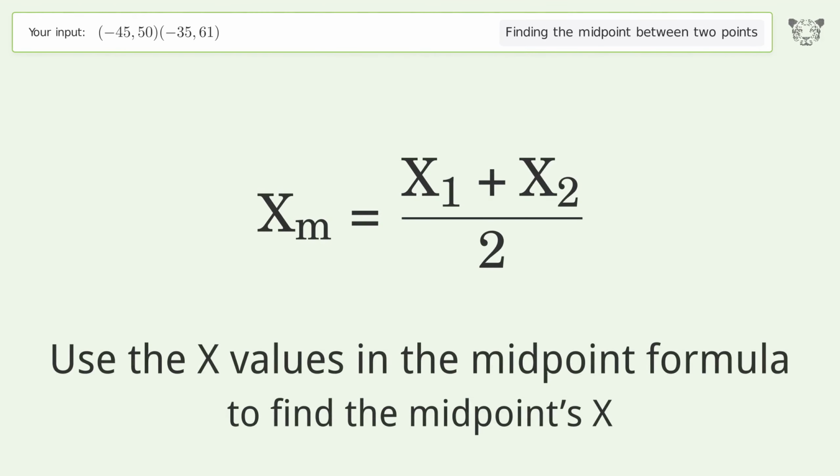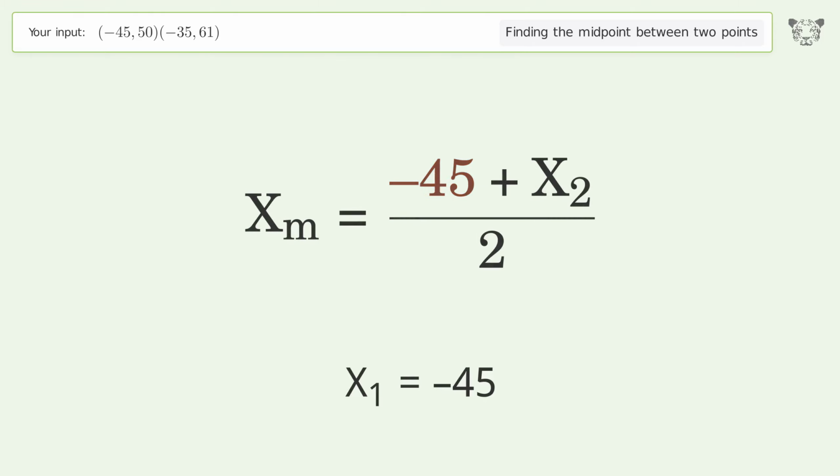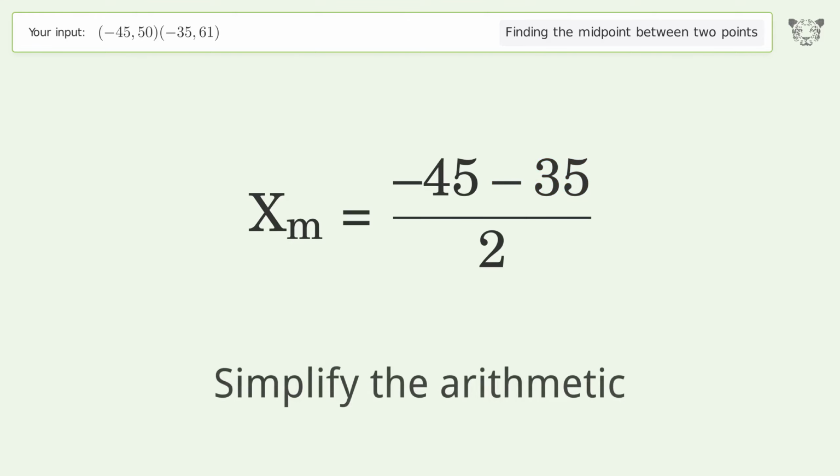Use the x values in the midpoint formula to find the midpoints x. x1 equals -45. x2 equals -35. Simplify the arithmetic.